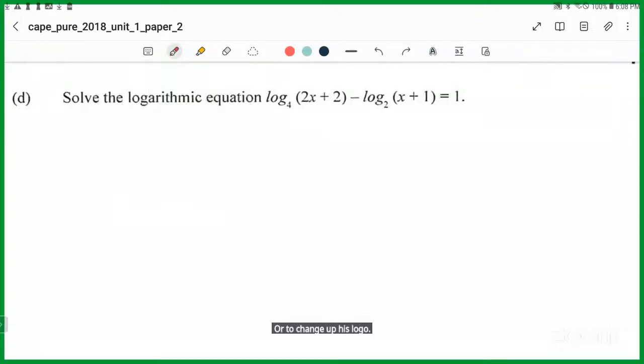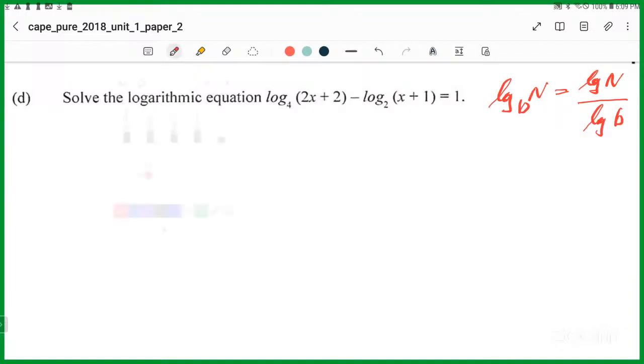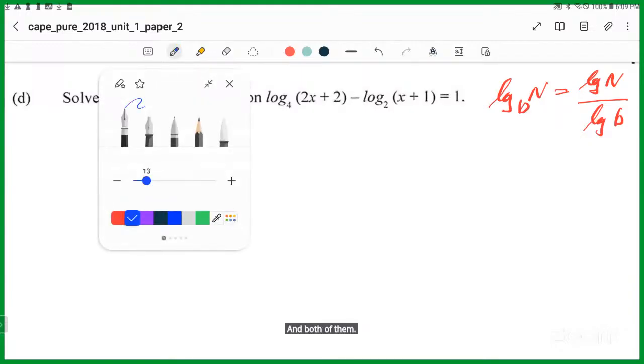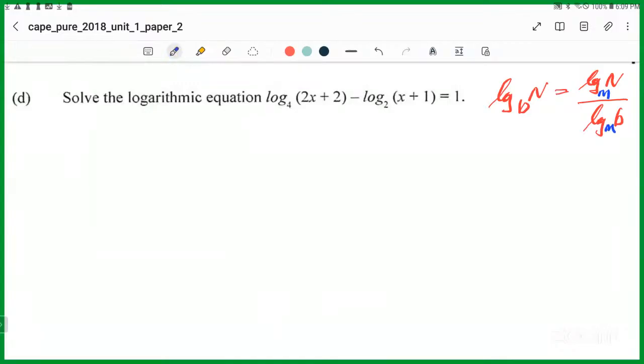The change of base law goes like this. Log of a number to a base equals, if you want to change the base, the log of this number over the log of the b, and then you put in any new base you want on both of them, m, like that. I'm going to apply the change of base law to this one, and I want the new base to be 2, not 4, because this one is already at base 2.